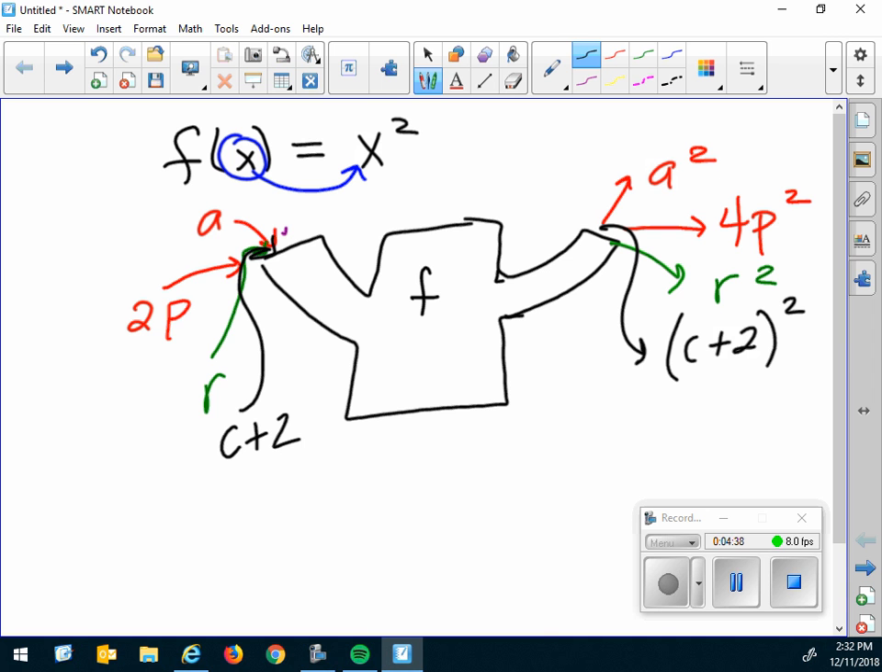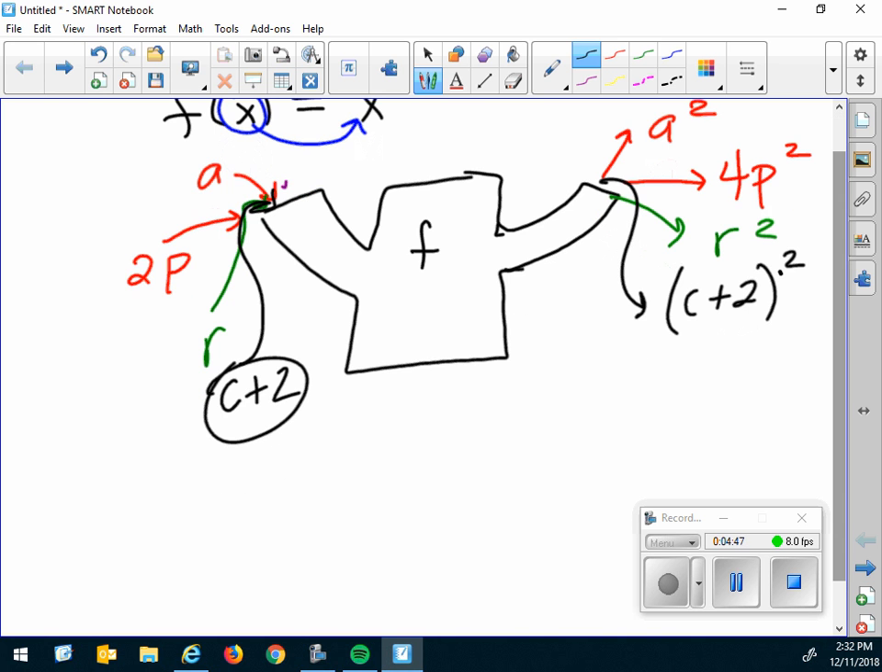Right? Because didn't we just take what we put in and squared it? And you know what this means. FOIL what? C plus 2 times C plus 2. Right. But I'm happy if you leave it like this. That's fine. You can leave it like this. Go ahead.